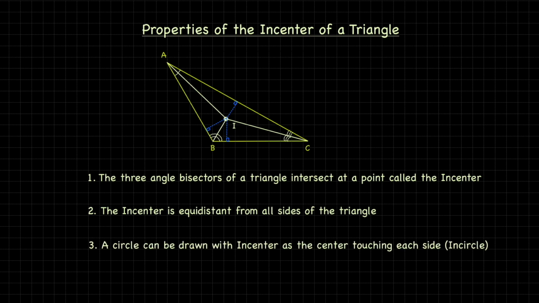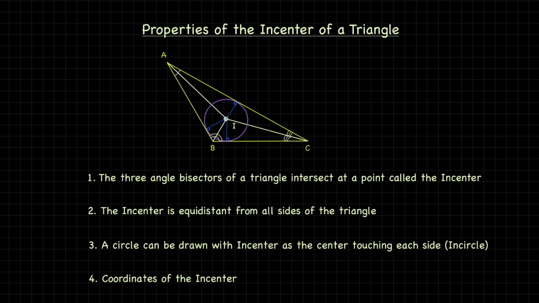The third property of the incenter is that a circle can be drawn with the incenter as the center. This circle is called the incircle. In this example, the incircle is shown in purple. The incircle touches all three sides and is completely inside the triangle.